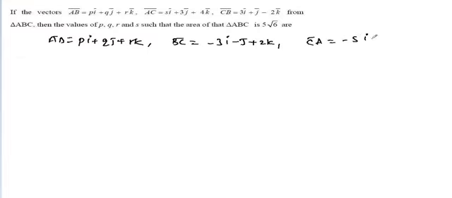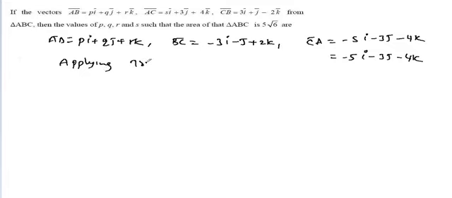AB bar is equal to Pi plus Qj plus Rk, next we write BC bar. BC bar is equal to minus 3i minus j plus 2k, and CA bar is equal to minus Si minus 3j minus 4k. We know that the S value is 5, so minus 5i minus 3j minus 4k. So applying triangle law, that is AB bar plus BC bar plus CA bar is equal to 0.